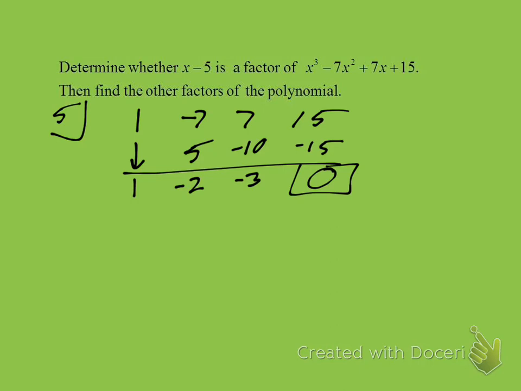Which means that x minus 5 is one of the binomial factors that make up that polynomial. Yay, that's half of it. The other half is finding the other ones. Here's how you do that. Write your depressed polynomial out. Okay, write your sad polynomial: x squared minus 2x minus 3.